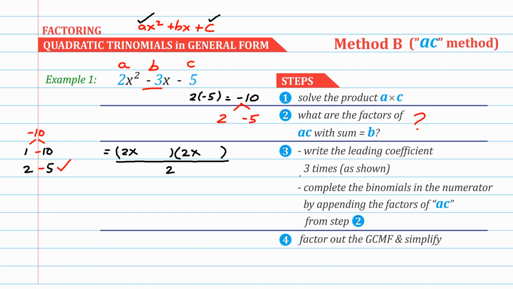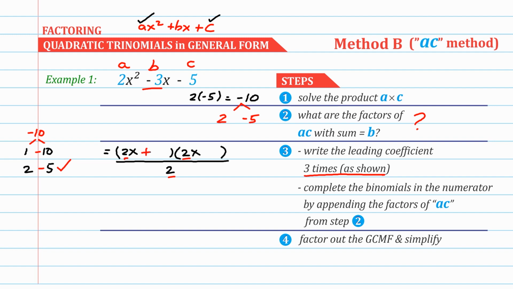Yan ang ibig sabihin nating write 3 times as shown. May 2 tayo dito, may 2 tayo dito, may 2 tayo dyan. That's what we mean by write the leading coefficient 3 times, pero sa numerator, mag-append ka ng x. Next, meron pang katuloy yung step 3. Complete the binomials in the numerator, kasi meron tayong numerator here, denominator. Complete the binomials in the numerator by appending the factors AC from step 2. Remember step 2, meron tayong factors ng AC that add up to -3. Ito yon. So, ikakabit natin dito.